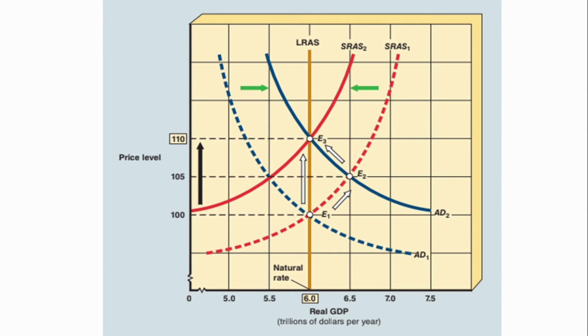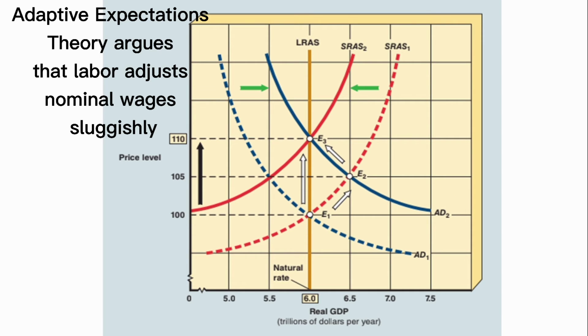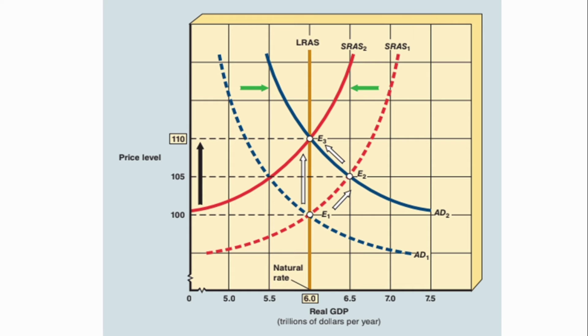The distinction between adaptive expectations and rational expectations can be analyzed using the aggregate demand, aggregate supply model presented in this illustration. Suppose policymakers use expansionary policies to increase the aggregate demand curve from AD1 to AD2. Adaptive expectations theory argues that labor adjusts nominal wages sluggishly. As a result, the path of the economy is E1 to E2 to E3, with a temporary increase in real GDP to 6.5 trillion and lower unemployment at point E2.